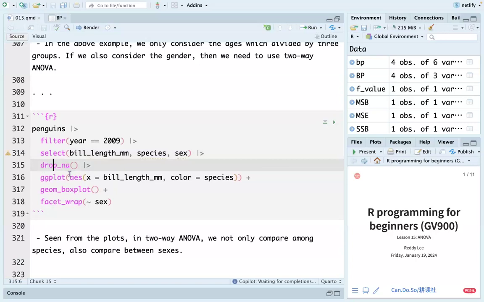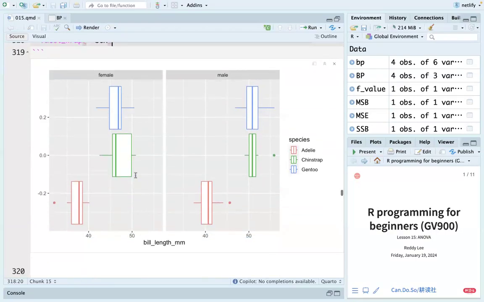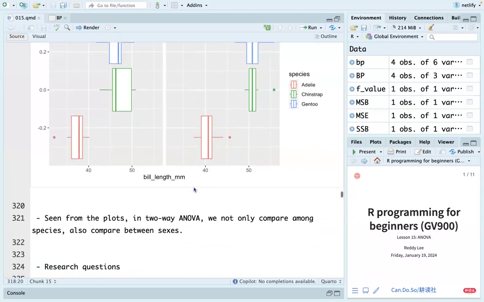So we drop the NA values and get the box plot. So that's why we call this two-way. So in one way, we just compare the Adelie, Chinstrap, and Gentoo, the three species. But in two-way, we not only compare the three species, we also compare the two genders.